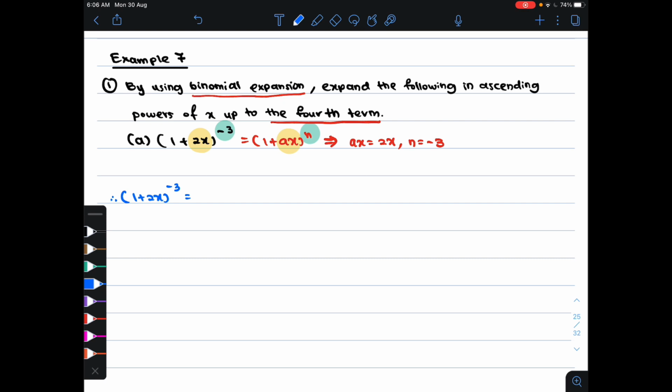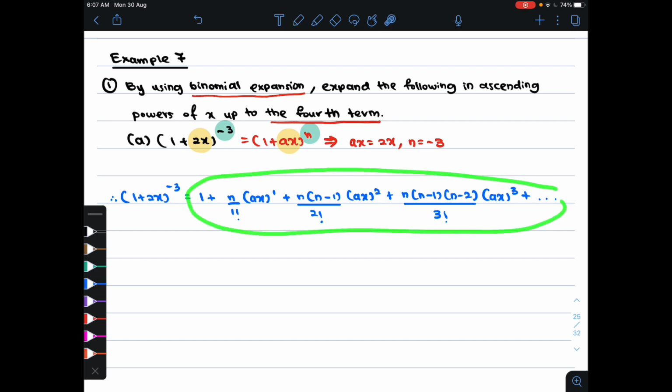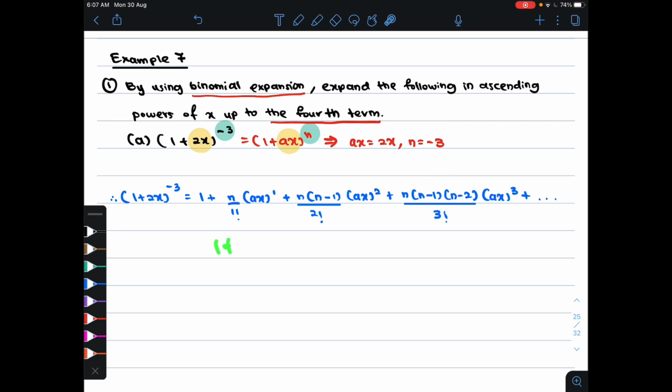So, when you expand 1 plus 2x to the power of negative 3, it is equal to this formula. So, tolong hafal formula yang cara kamu nak expand 1 plus ax to the power of n. And then, jangan lupa dia kata expand sampai term yang keempat saja. So, this is the first term, the second term, the third term, the fourth term, and then kamu letak saja plus dot dot dot. So, sekarang ni just substitute ax dan juga n ke dalam formula ni.